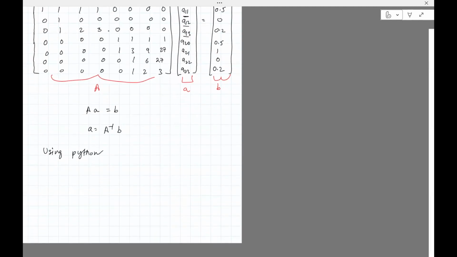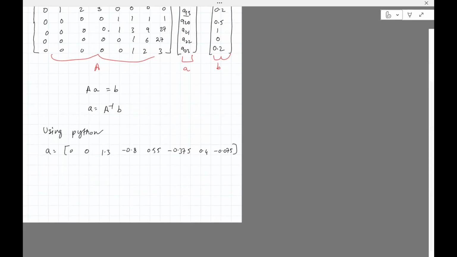I got the values of a. So a is 0, 0, 1.3, minus 0.8, 0.55, minus 0.375, 0.4, minus 0.075. That would be A10, A11, A12, A13, A20, A21, A22, A23.